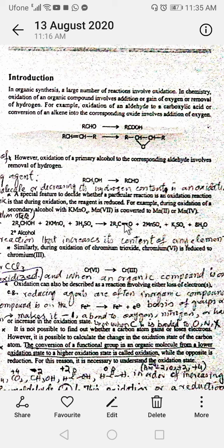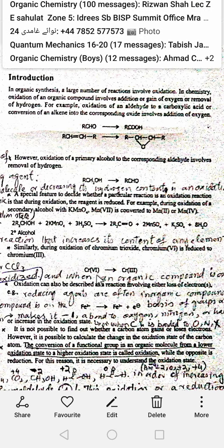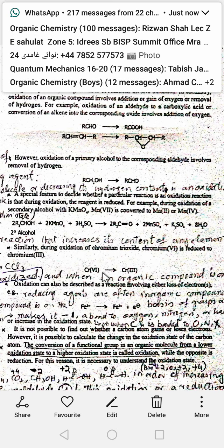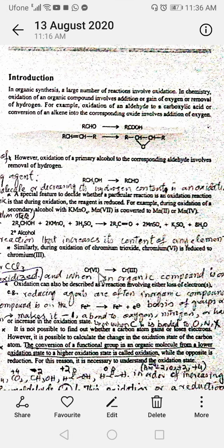Similarly, the chromium trioxide, chromium 6 trioxide, is changed into chromium 3. So what is this? This is a decrease in the oxidation number. Decrease in oxidation number is called reduction. So chromium trioxide is reduced into chromium 3.